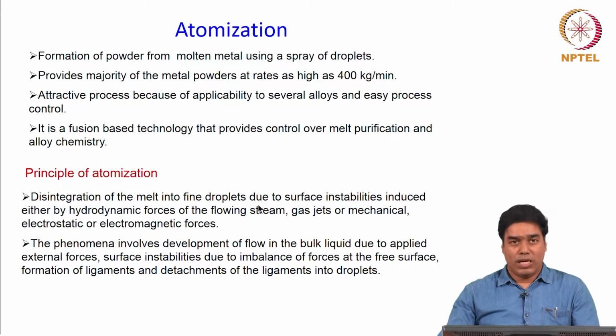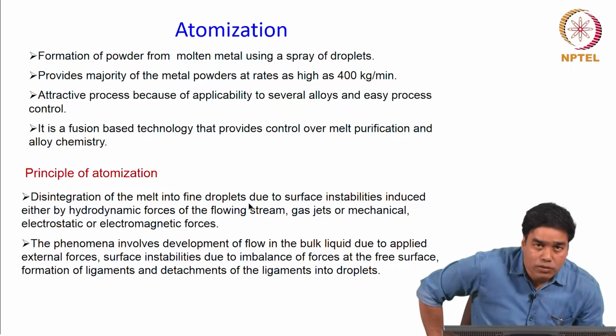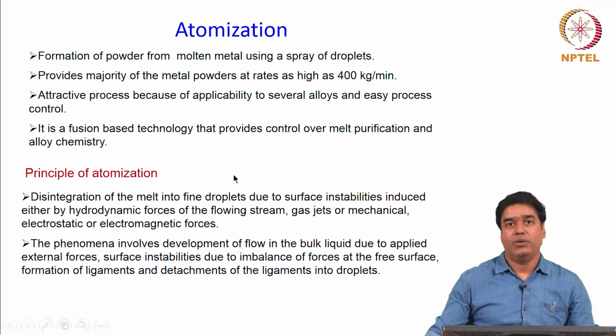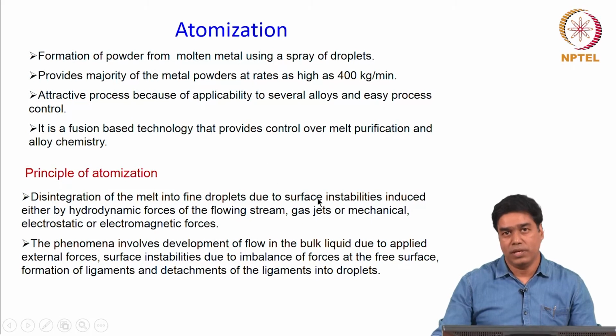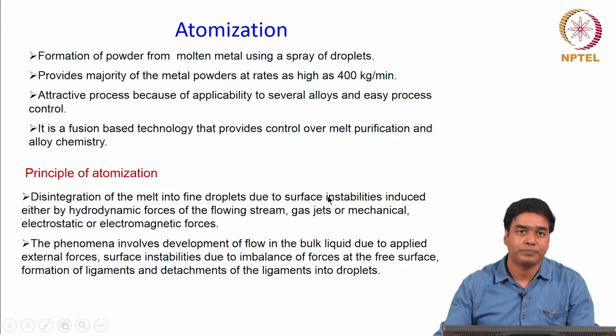Okay. So, that is what we call the atomization process, where you have a stream of liquid metal which is broken down into fine droplets. Then you allow these droplets to fall through a chamber, and then finally they solidify as metal powders. Okay. So, the idea here is to induce enough surface instabilities, so that the stream will be broken down.